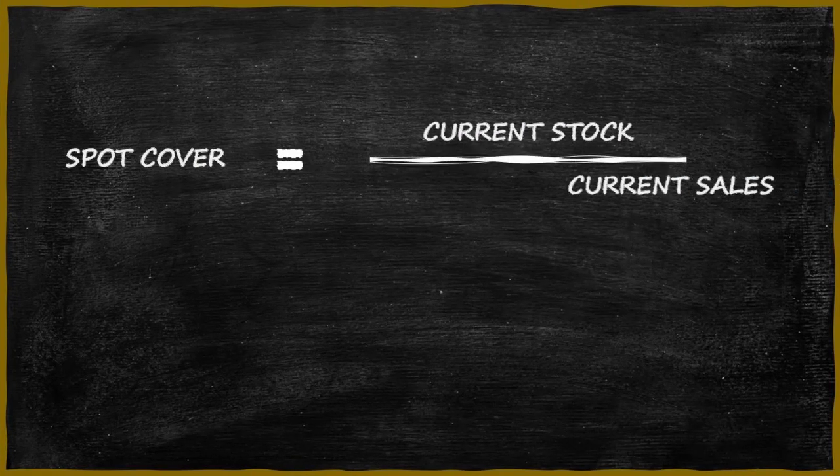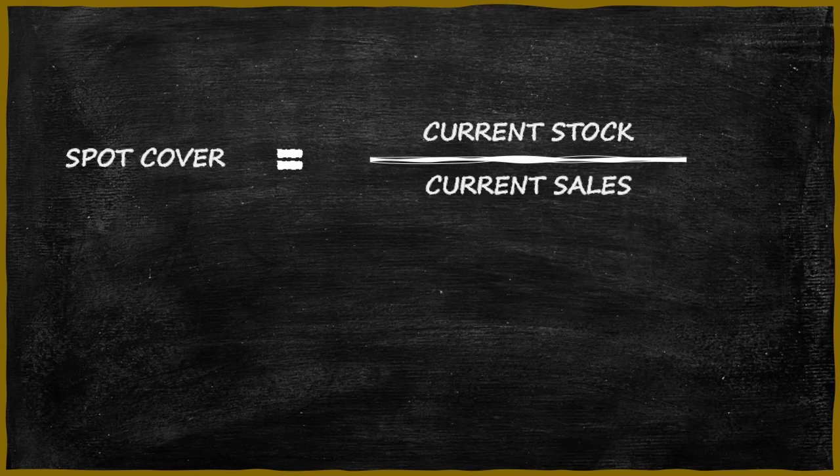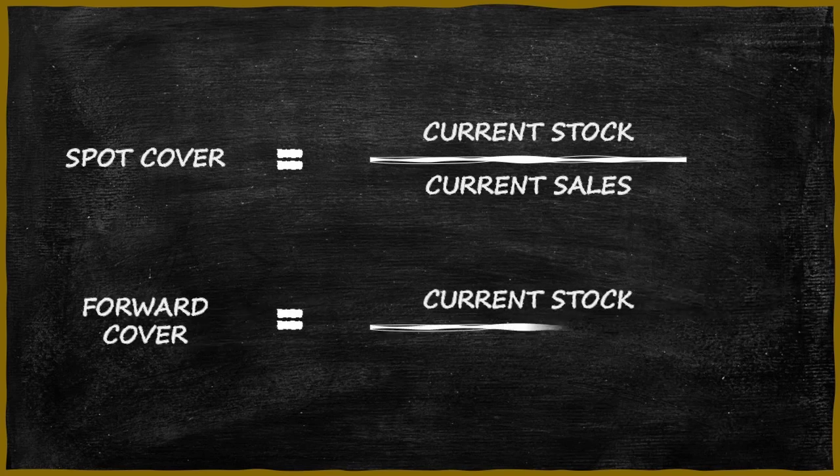Spot cover is calculated by dividing current stock by current sales. That means the current stock is divided by the sales you just achieved. Forward cover is calculated by dividing the current stock by forward sales. That means not the sales that were achieved in the current period, but the sales you are going to achieve in the future period. Whereas spot cover looks at today, forward cover looks at the future. Like many other KPIs in inventory management, this can be calculated at sales value or at cost. Stock is always taken as closing stock.